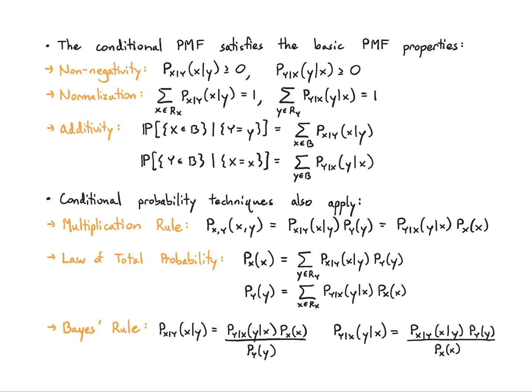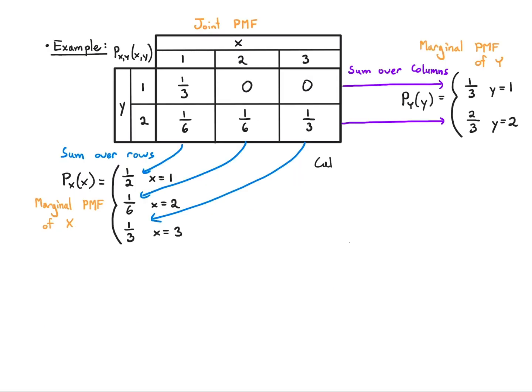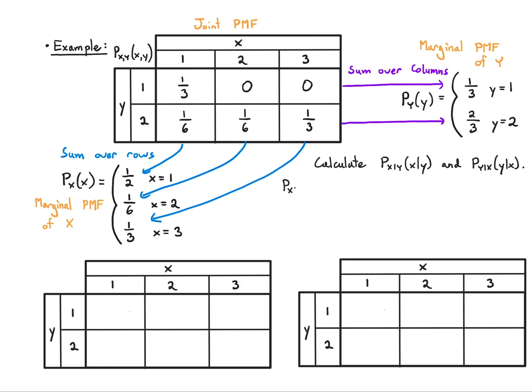We're going to close out with an example. We're going to go back to our table. And we remember in this table, we already worked out the marginal PMFs. I'm just going to ask us to compute the conditional PMFs of x given y and y given x. Let me just remind you what those formulas are so that we have them in front of us. The conditional PMF of x given y is the joint PMF divided by the marginal PMF of y. Same thing for y given x, it's the joint PMF divided by the marginal PMF of x.